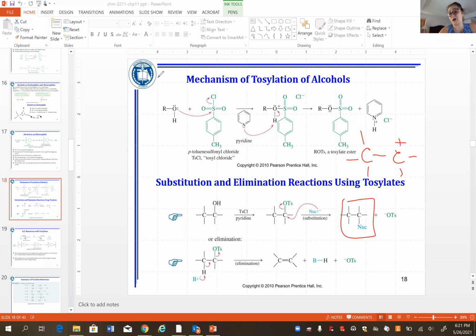If you have an alcohol-based solvent, it is going to favor elimination. High temperature would favor elimination. A strong base would favor elimination. Can you tell me why a strong base would favor elimination? Or how a strong base favors elimination?